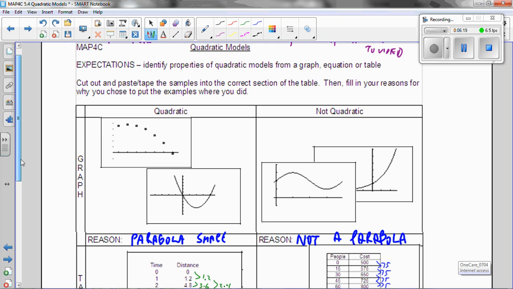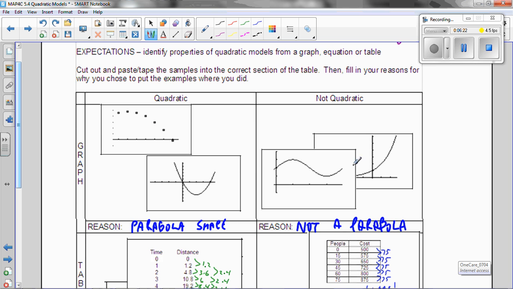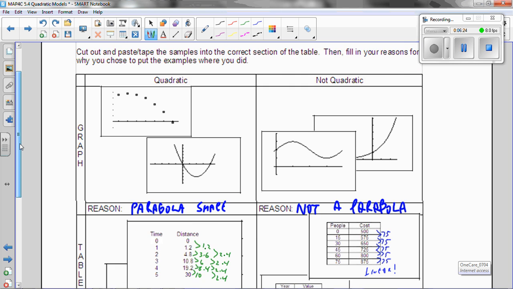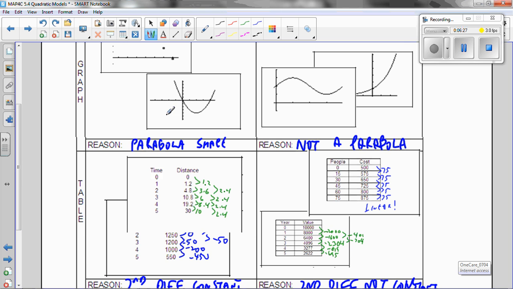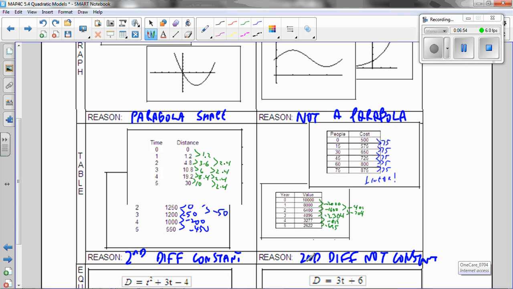Well, the graph is a parabola shape. Right? For not quadratic, it's not a parabola shape. What makes the table of a quadratic relationship a quadratic relationship? Well, it isn't that the first differences are constant, it's that the second differences are constant. Right? If the second differences are constant, you've got a quadratic model, quadratic relationship. And if it's not that, it could be something else. This one's linear. This one is, well, we just don't know what that one is. It's not quadratic, though, because the second differences have to be constant. For a non-quadratic, the second differences are not constant.